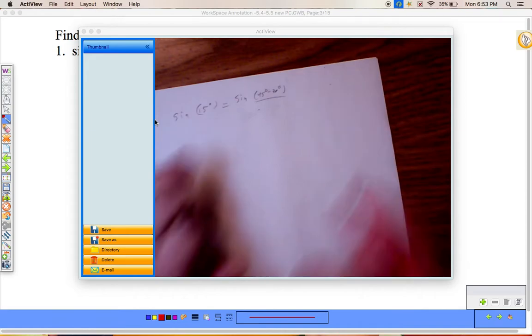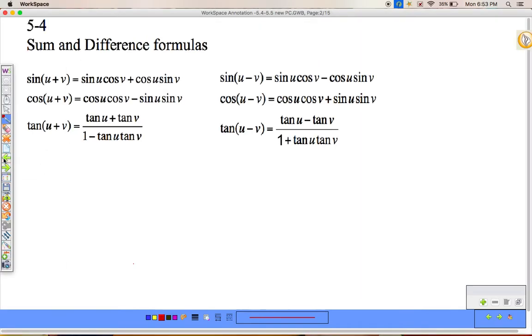All right, from here, going back, the formula I'm going to use is the sine of u minus v equals the sine of u cosine of v minus cosine of u sine of v, where my u is going to be 45 degrees, my v is going to be 30 degrees. So I'm going to go the sine of 45 degrees times the cosine of 30 degrees minus the cosine of 45 degrees times the sine of 30 degrees, where everywhere I had a u, I put 45, my v's became 30s. Now I'm going to evaluate.